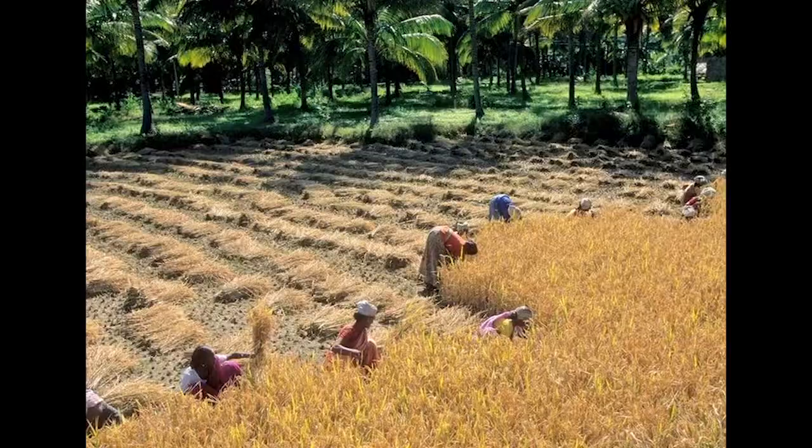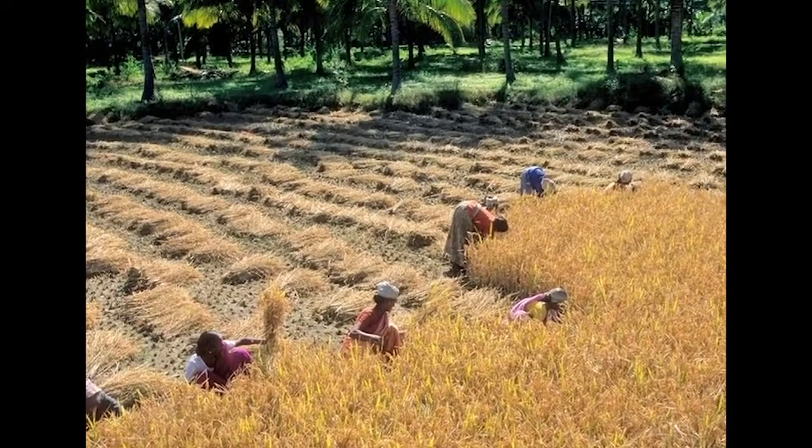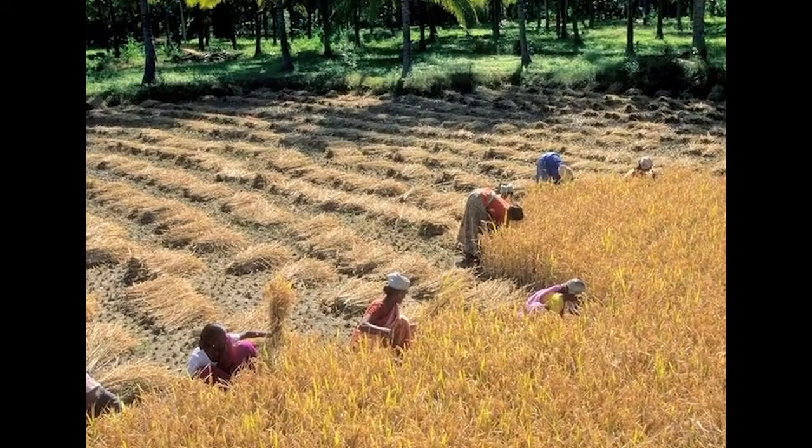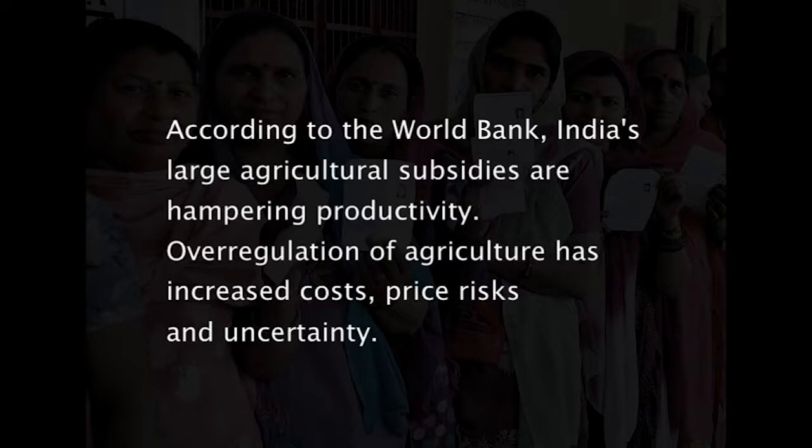Adoption of modern agricultural practices and use of technology is inadequate, hampered by ignorance of such practices, high costs and impracticality in the case of small land holdings. According to the World Bank, India's large agricultural subsidies are hampering productivity. Overregulation of agriculture has increased costs, price risk and uncertainty. Government intervenes in labor, land and credit markets.